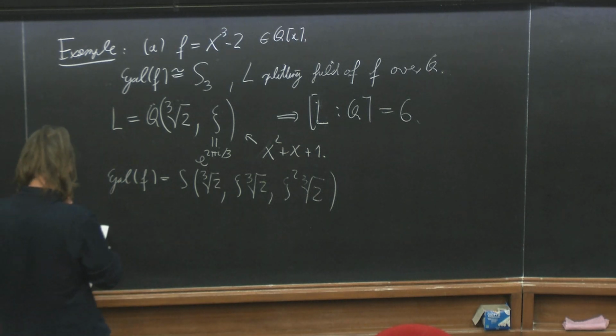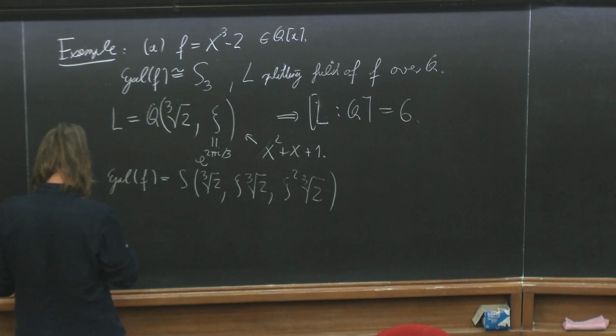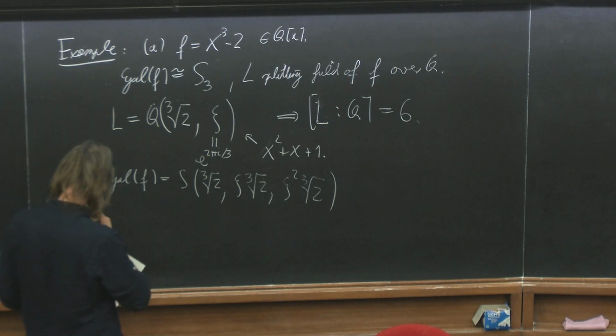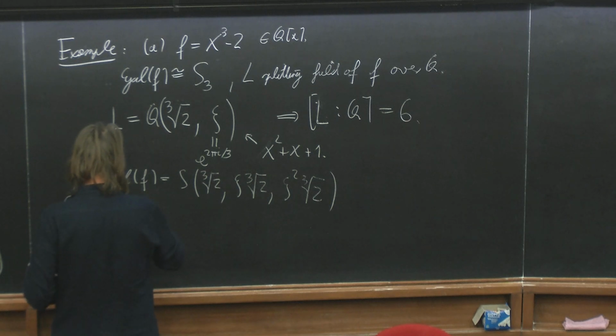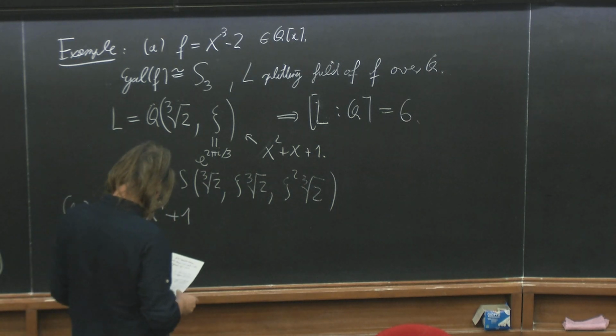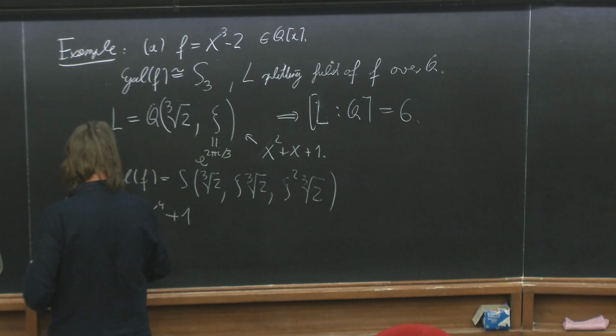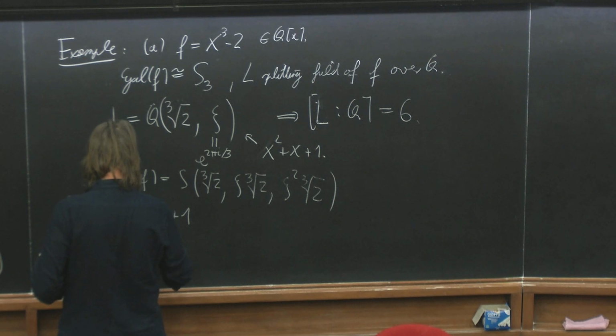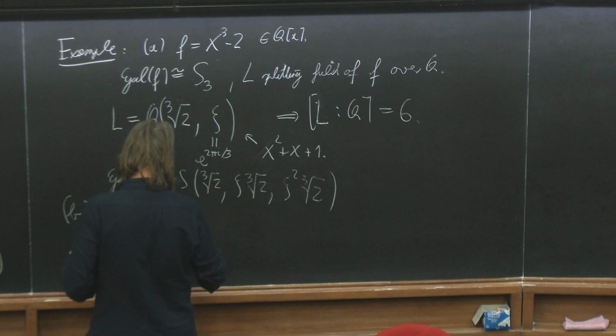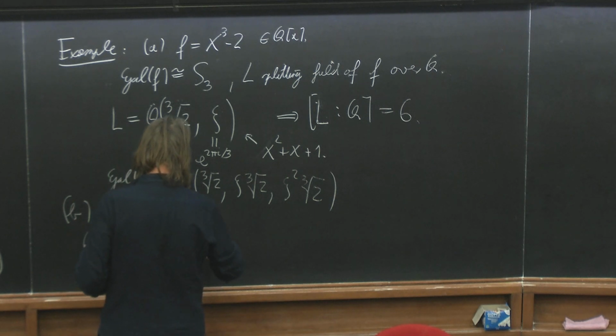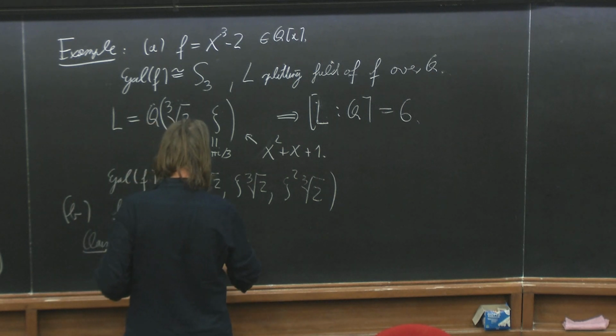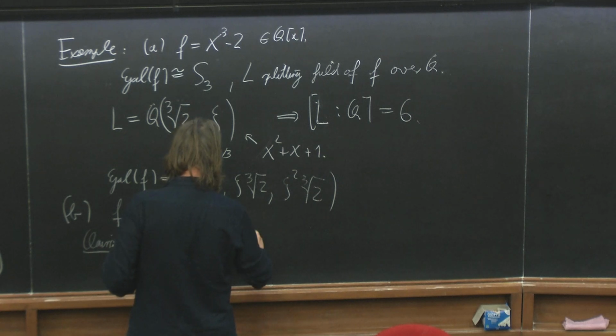Now the second one we had also looked at was f equal to x to the 4 plus 1. In this case, the claim is that the Galois group of f is isomorphic to C2 plus C2.